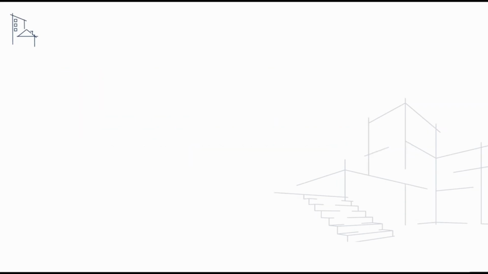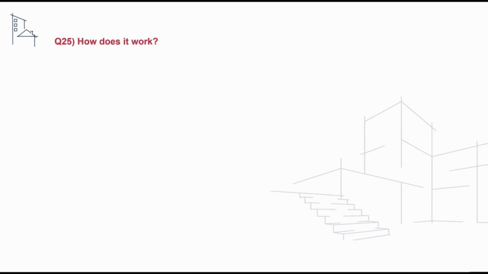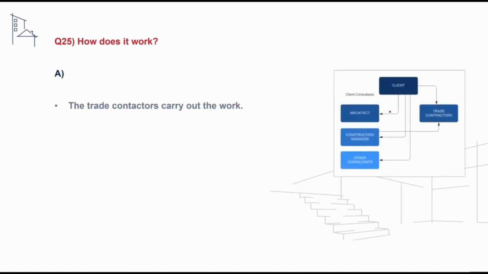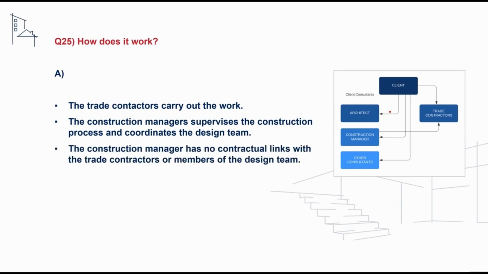A follow-on question we may also receive is what is construction management procurement? And to address this, we can say that this is where the employer takes a direct contract with each of the trade packages and utilises the expertise of a directly appointed construction manager who acts as a consultant to coordinate each of the trade packages. We may receive a follow-on question asking how this works in practice, and to address this, we can say that the trade contractors carry out each of the works packages. The construction manager supervises the construction process and coordinates the design team, and the construction manager has no contractual links with the trade packages or members of the design team.